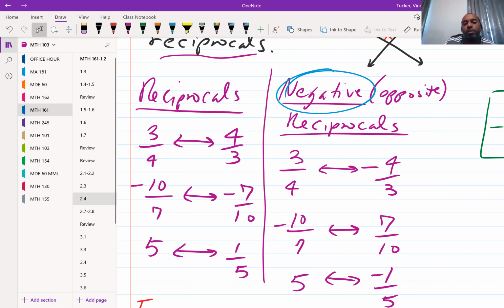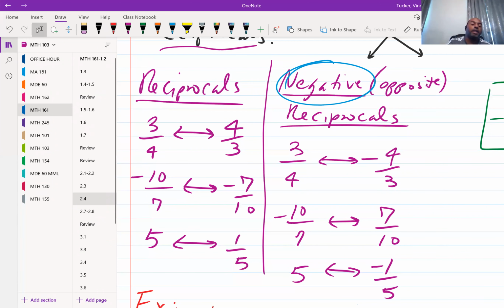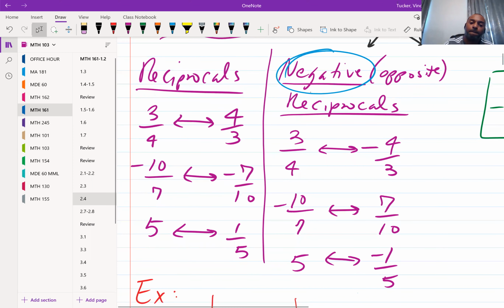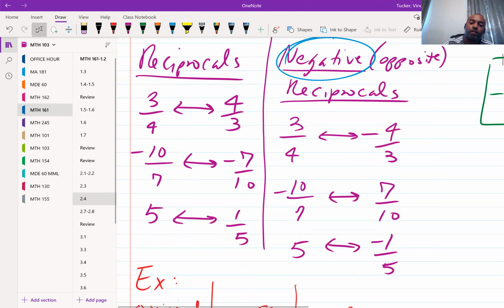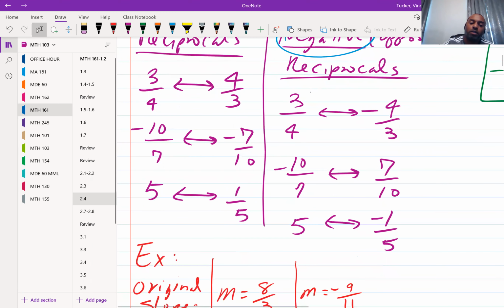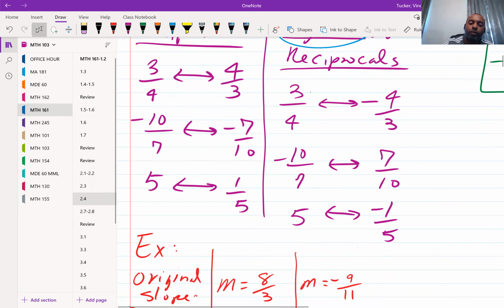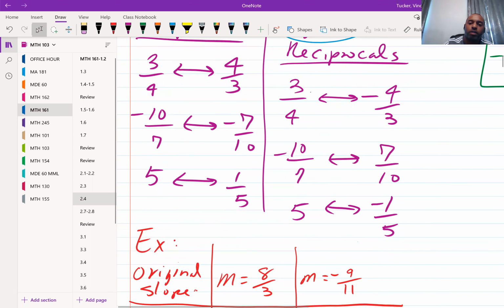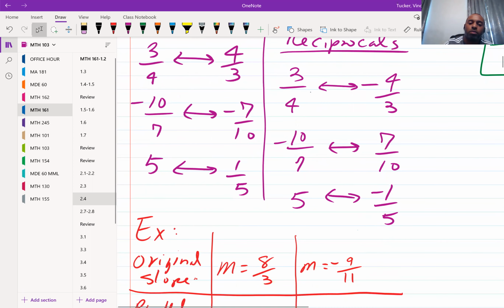Is everybody okay with that? So parallel lines have the same slope. Perpendicular lines, their slopes are negative reciprocals of each other. In the red, we're just going to reinforce the relationship, make sure we're okay.